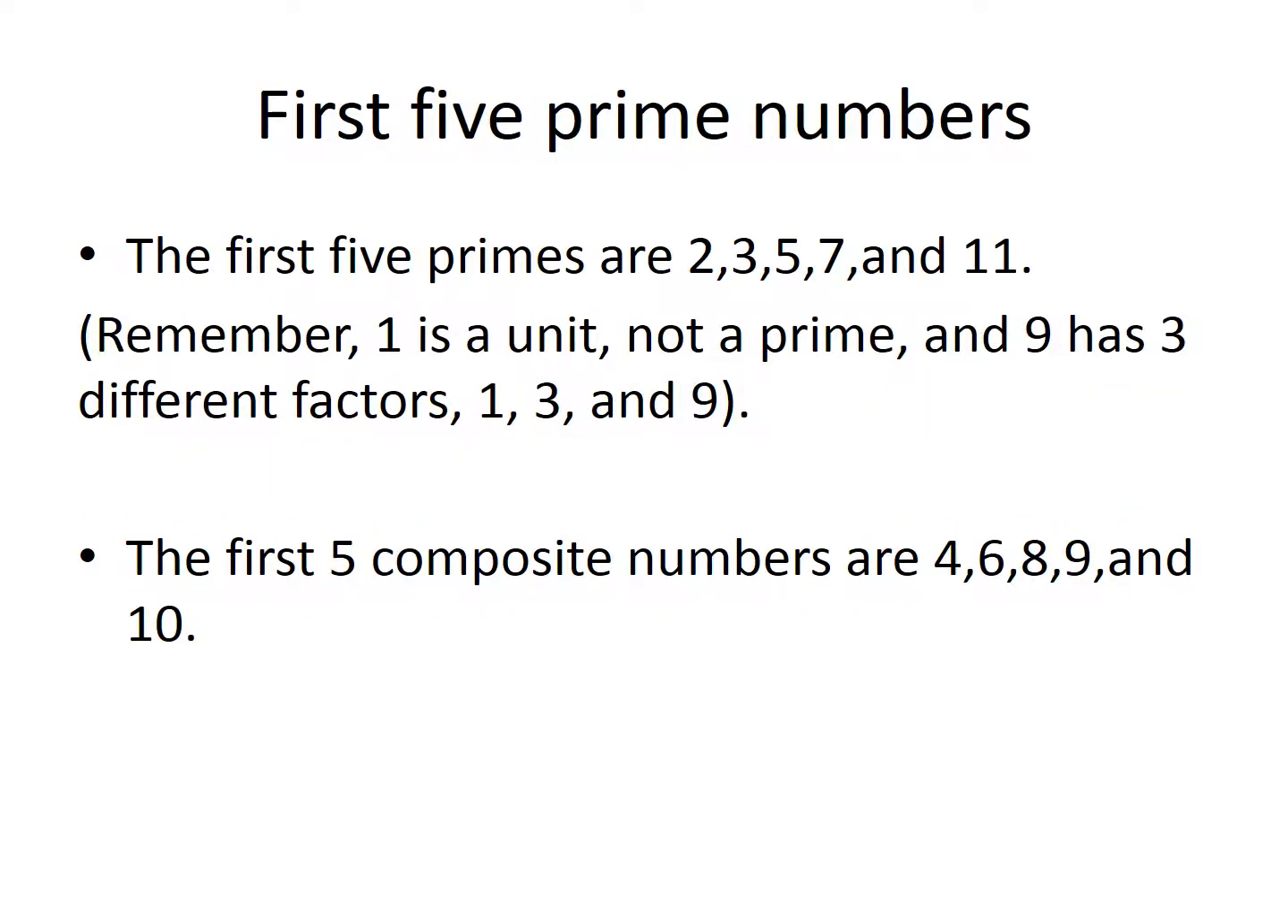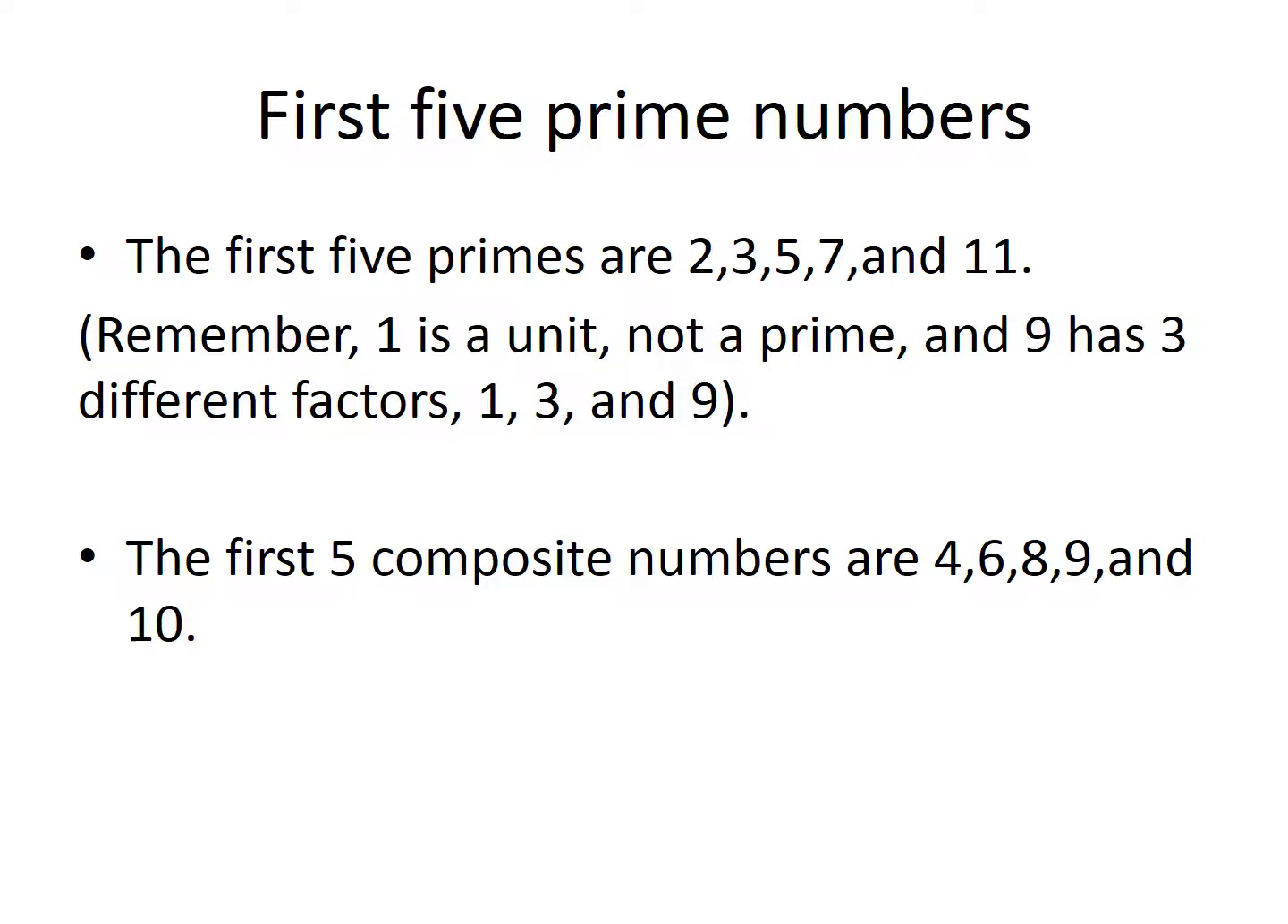So the first 5 prime numbers are 2, 3, 5, 7, and 11. And it's easy to start just saying odd numbers, but 9 is not a prime because you can write it as 3 times 3 instead of just 1 times itself. And remember that 1 is called a unit. It's not a prime. It's not a composite.